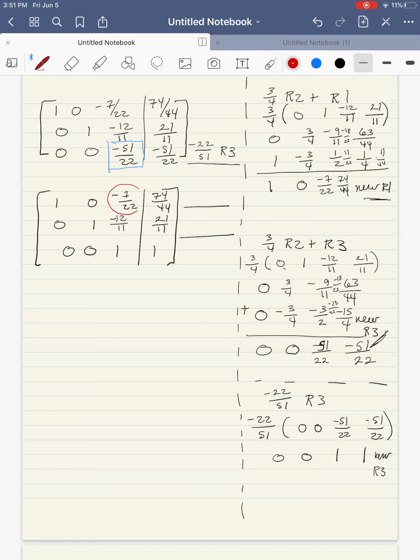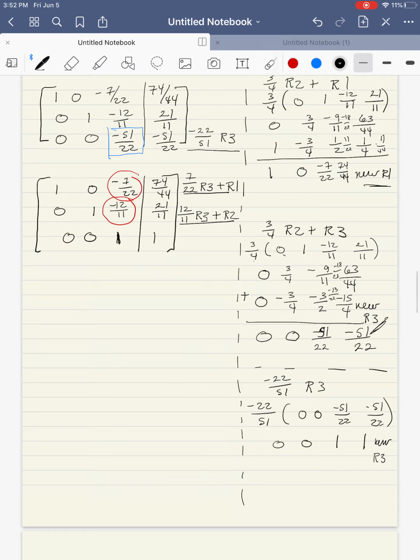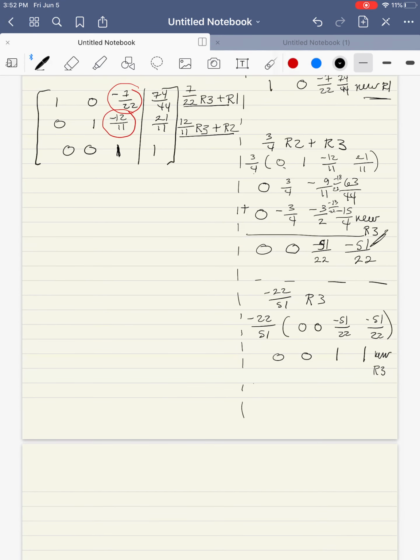So I need to have a 0 here and a 0 here. And remember that I multiply by the negative of what I have. So I'm going to multiply by positive 7 over 22. What I'm multiplying by is row 3, where I just got that 1, and then adding it back to the row that changes. And then here I have negative 12 over 11, so I multiply by positive 12 over 11, also by row 3, where the 1 is that I just got. And then I add back to the row that's changing, row 2. So I'm going to go over here on the left-hand side, and I'm going to do those 2 row operations.